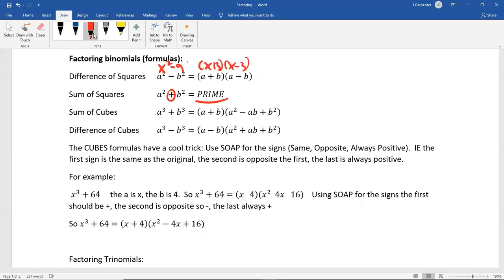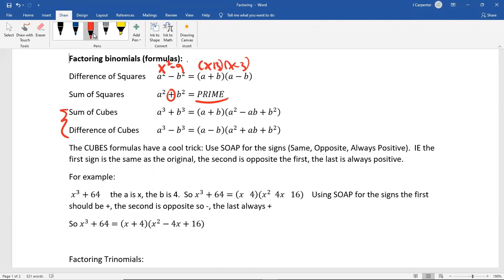By chapter 3, we'll learn a way to factor using imaginary numbers, but we won't really use it too much at this level. Then you have the sum of cubes and difference of cubes, and these two pair together. You should really memorize these as a pair because you look at this a squared, b squared. There's a lot more going on on the right-hand side versus the difference of squares.